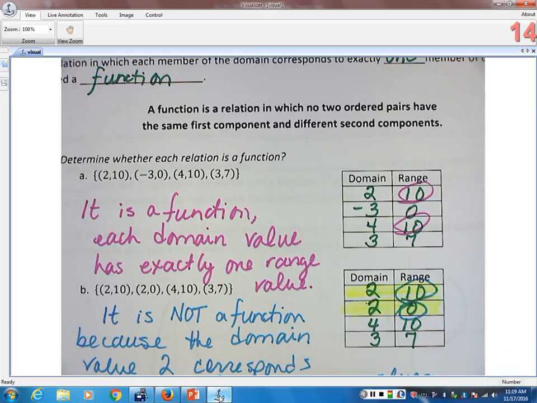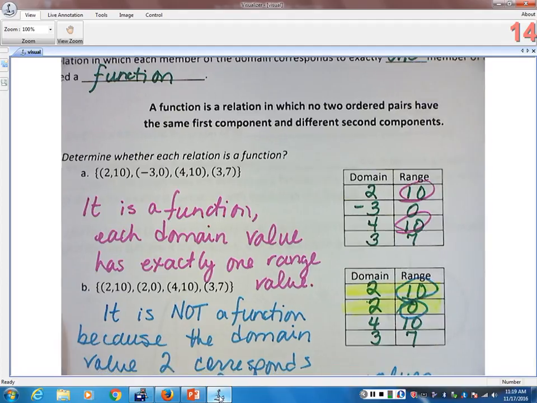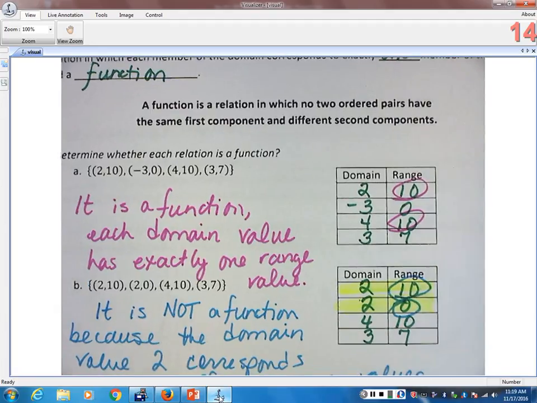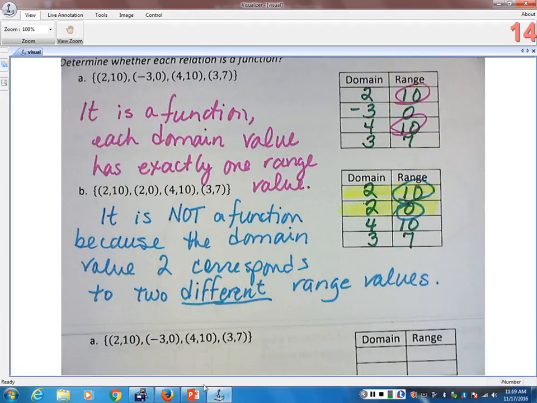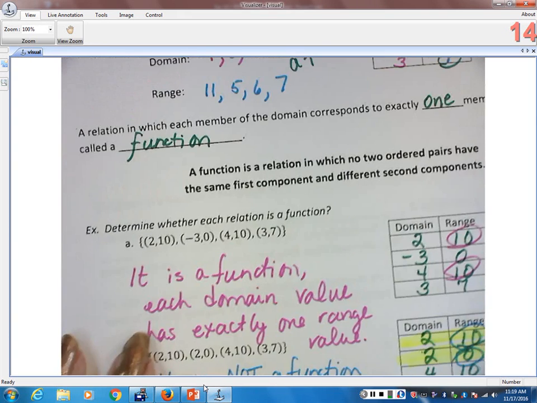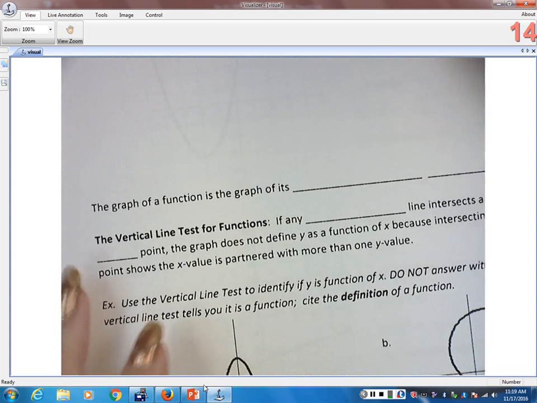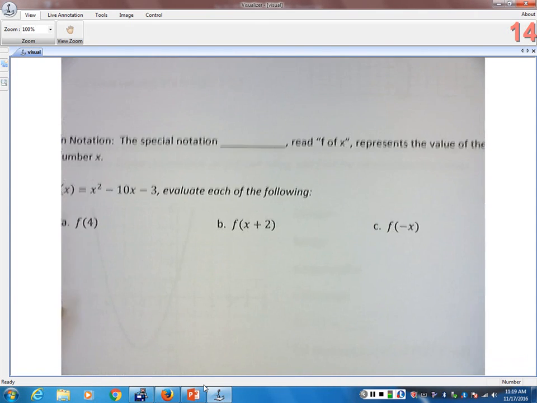Now, if I were to give you a quiz next time we meet, you need to be able to explain to me whether something is or isn't a function. Next thing we're going to do is talk about figuring out if an equation is a function.